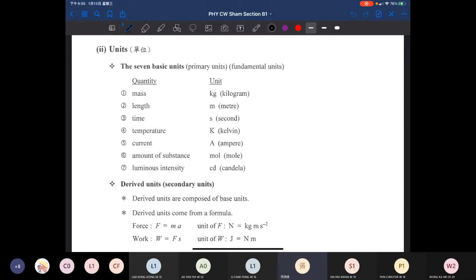They are still storing it inside the museum, that 1 meter metal bar. Time is 1 second, for temperature we use Kelvin, and for the amount of substance we use mole. For luminous intensity, candela. Candela means what? The light emitted from 1 candle. You can see this is a not very precise physical quantity.